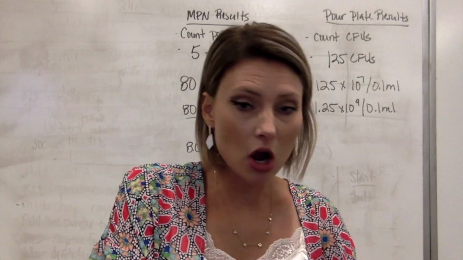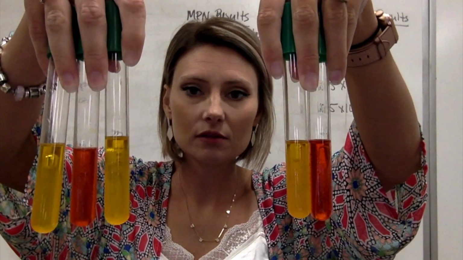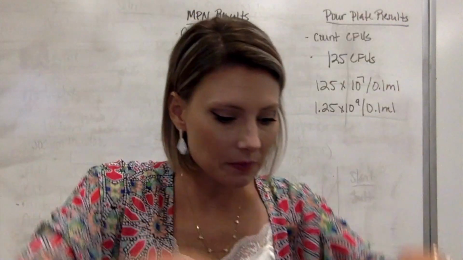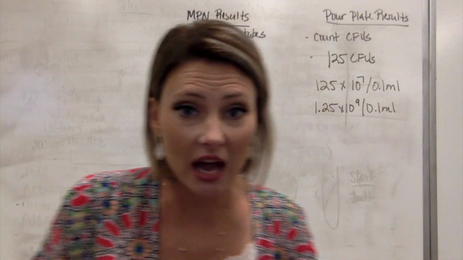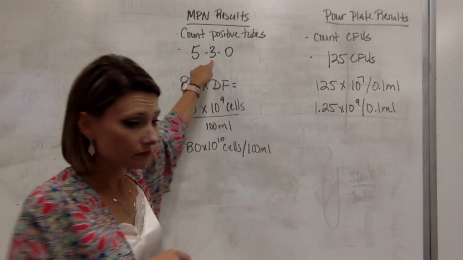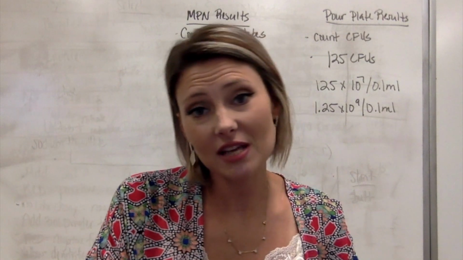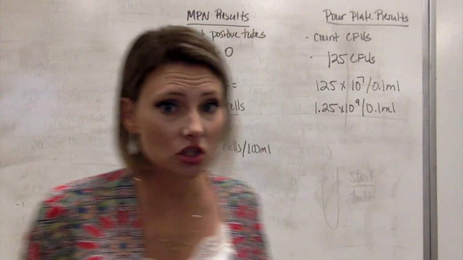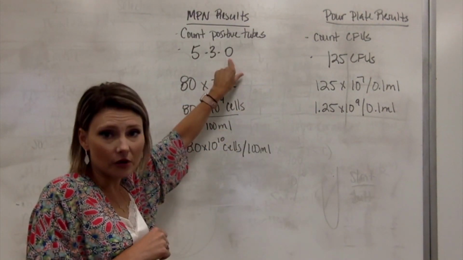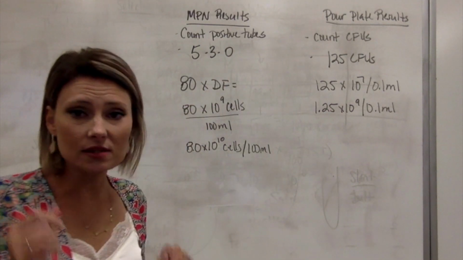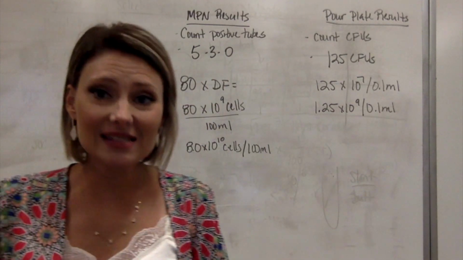Then my next row, I count the positive tubes. I have 3. Remember, red's negative. So I have 3 positive tubes for the 10 to the negative 9th. So I wrote that. And then my last row, 10 to the negative 10, is all zeros, or all negatives. So my answer would be 0 for that. And remember, that's kind of what we were wanting. We were wanting to dilute to extinction. So I write my 0 down. So my MPN for this is 530.